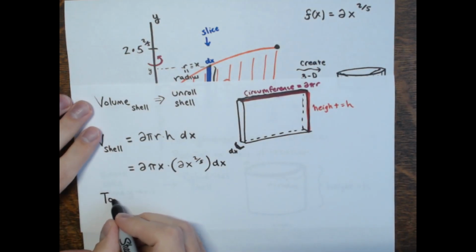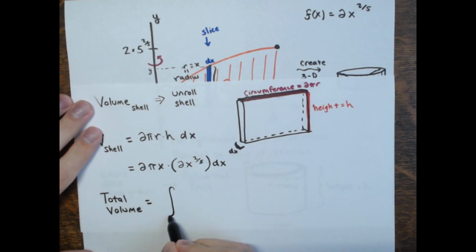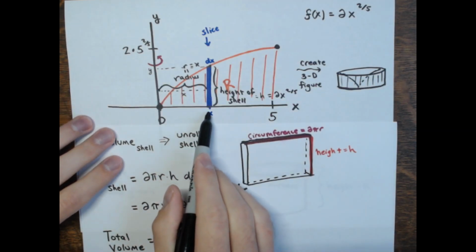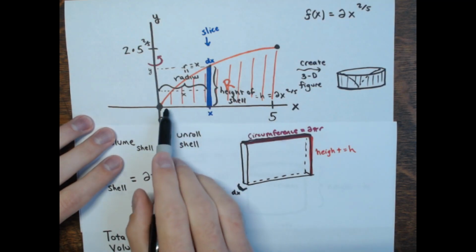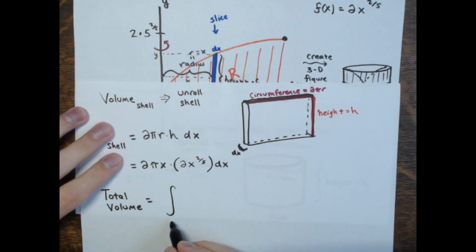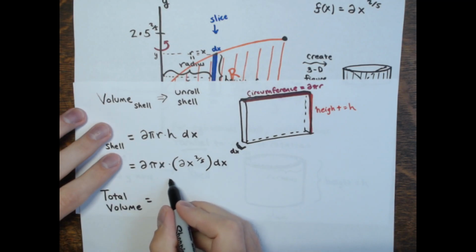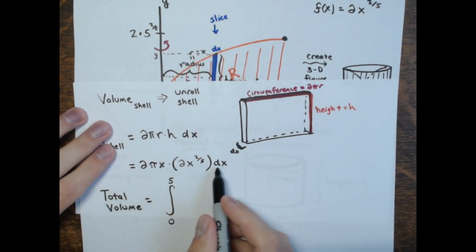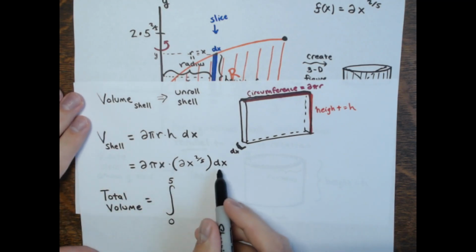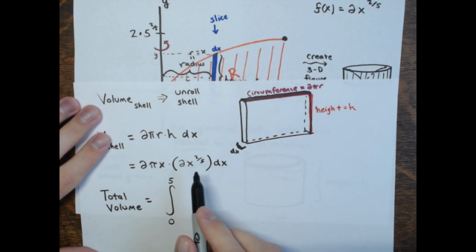So the total volume of our three-dimensional figure is going to be the integral from, right, we did this from x equals 0 to x equals 5. We would do this for every x value from 0 to 5 of these shell volumes, right? I'm adding up all these shell volumes together.